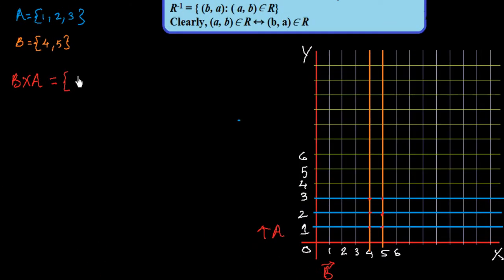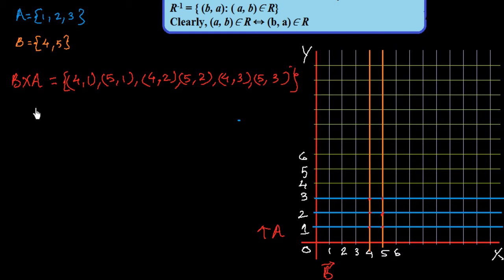So we get here (4, 1), (5, 1), (4, 2), (5, 2), (4, 3), (5, 3).